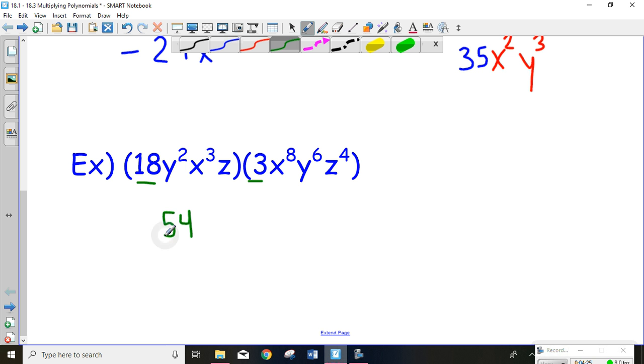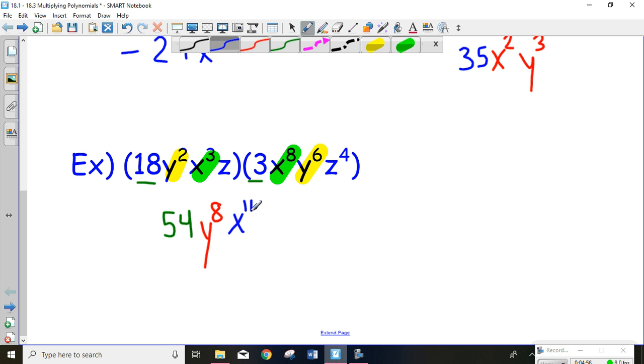That would give me 54. And now I can do my variables. So I just start here. Oh, here's a y. And so now I'm coming over here. Here's the y. So y to the 6th times y squared would in this case give me y to the 8th power. Now I'm going to look at my next variables. Oh, the next one there is x to the 8th, or x to the 3rd. Here's my x to the 8th. I'm adding those together, so I would get x to the 11th power.